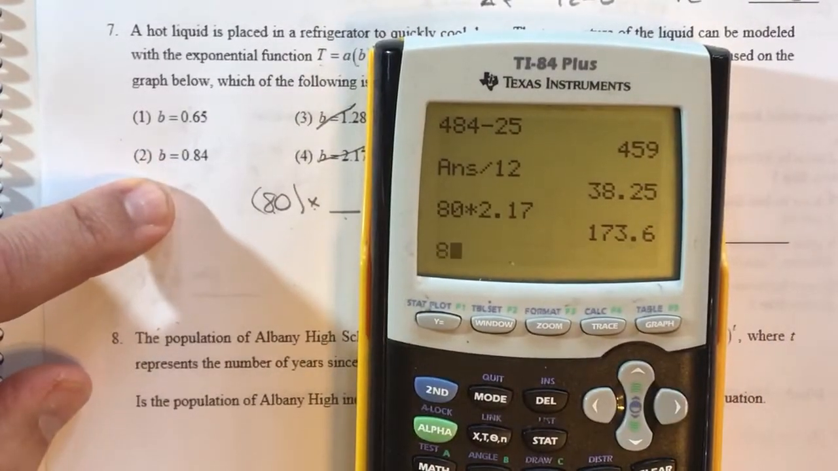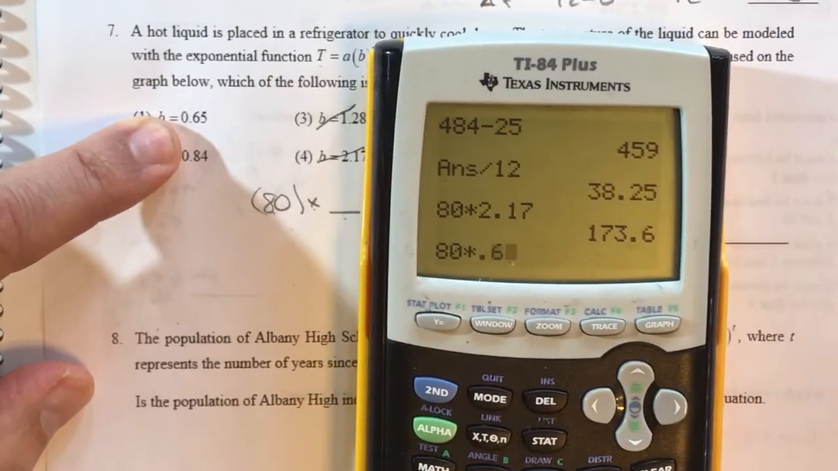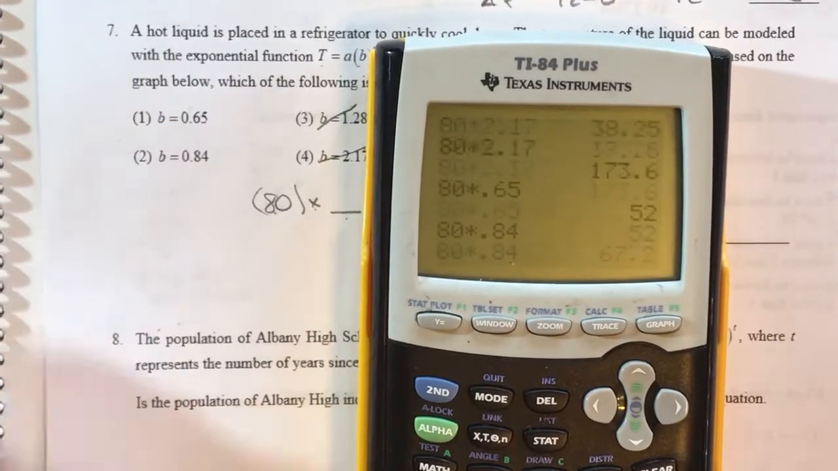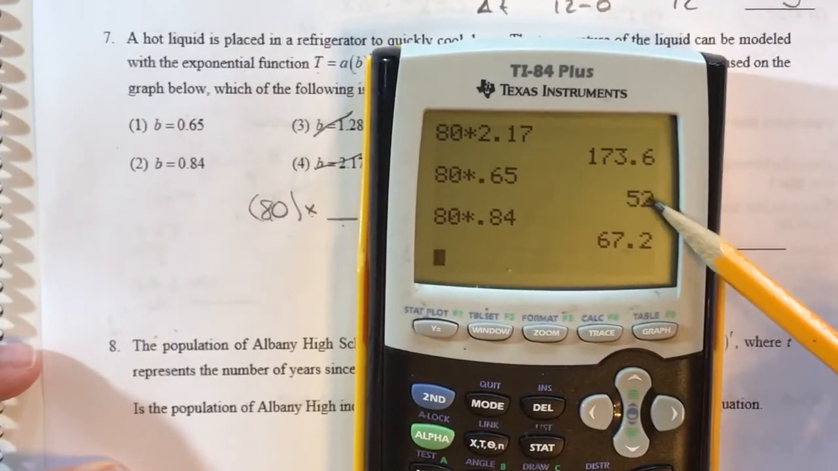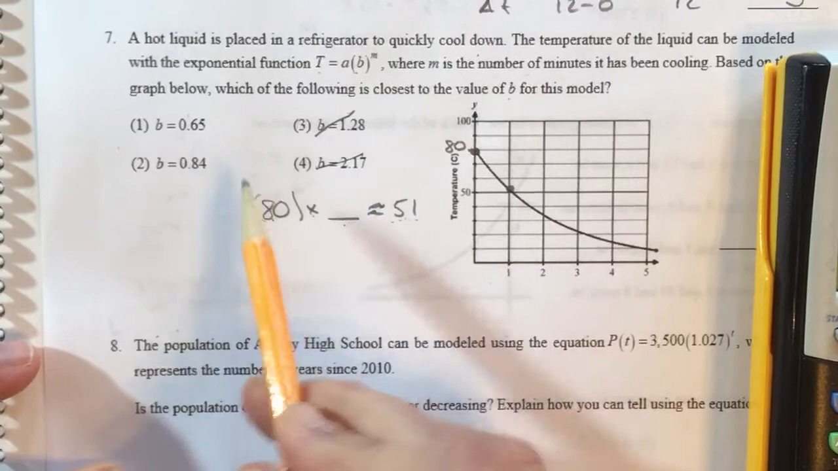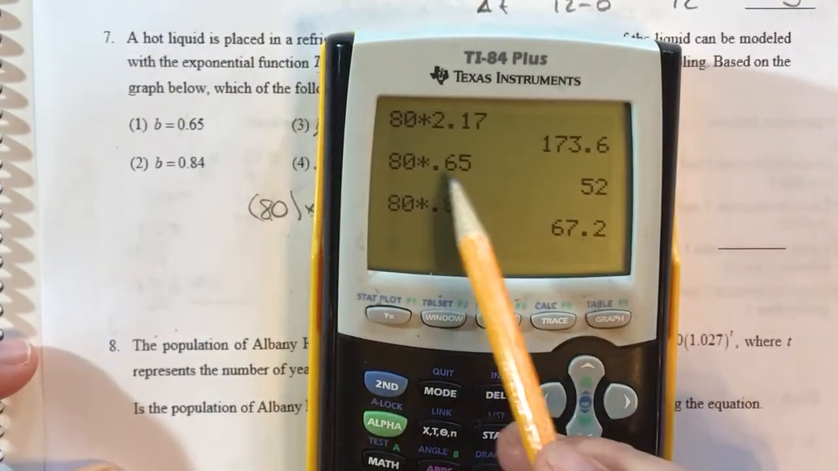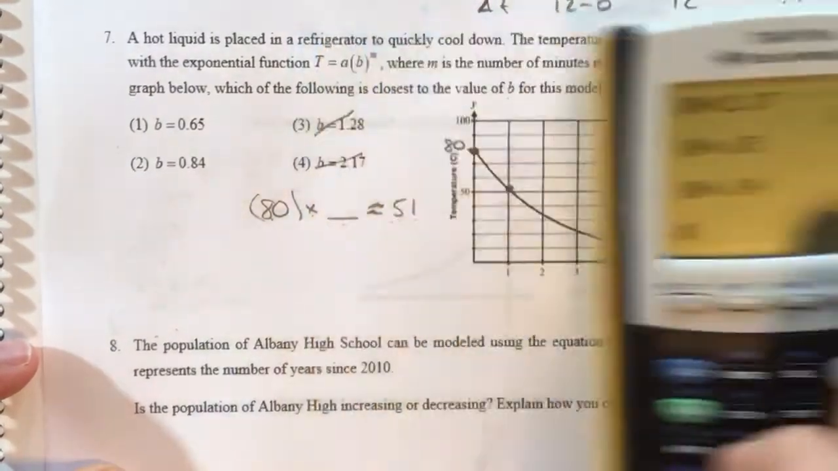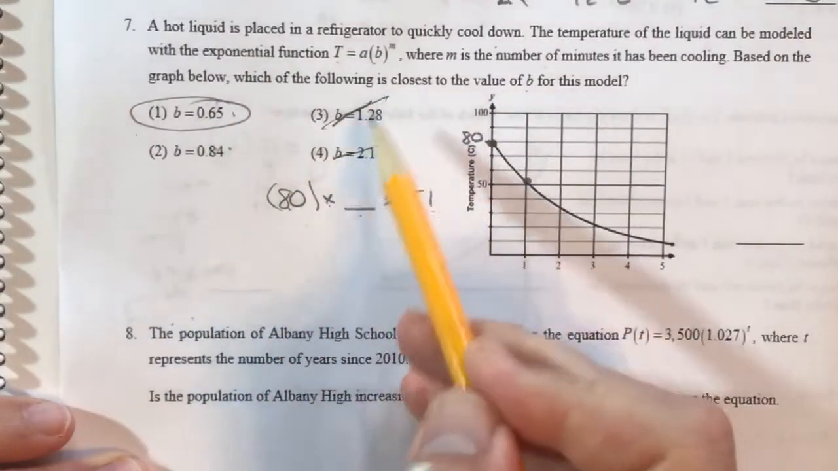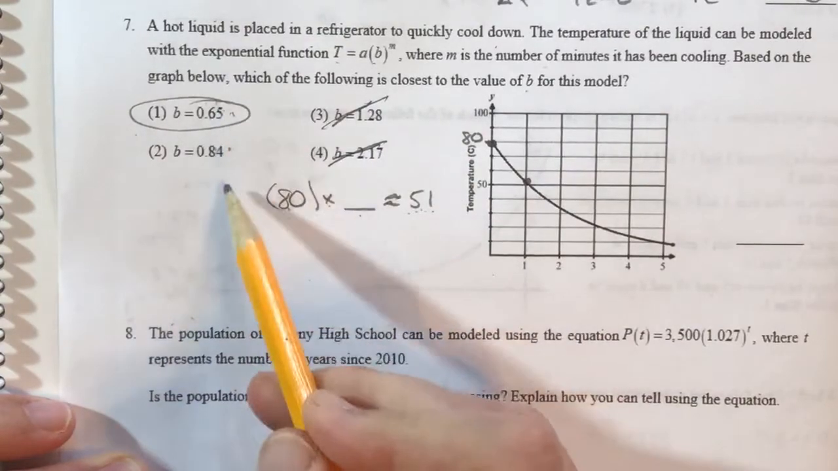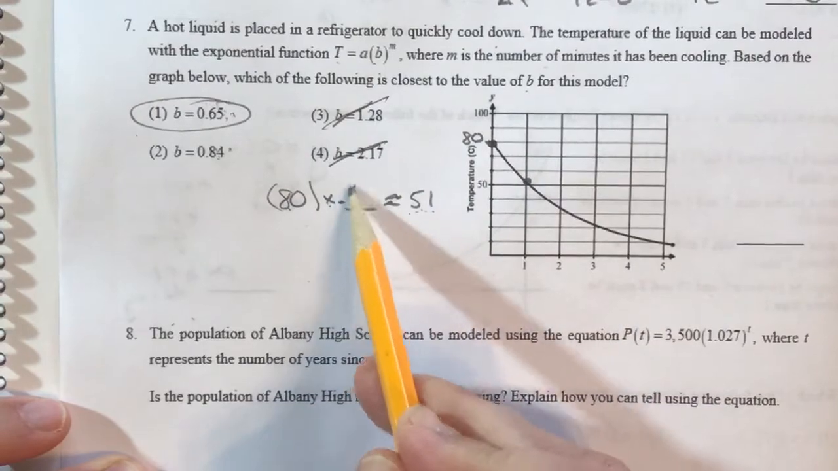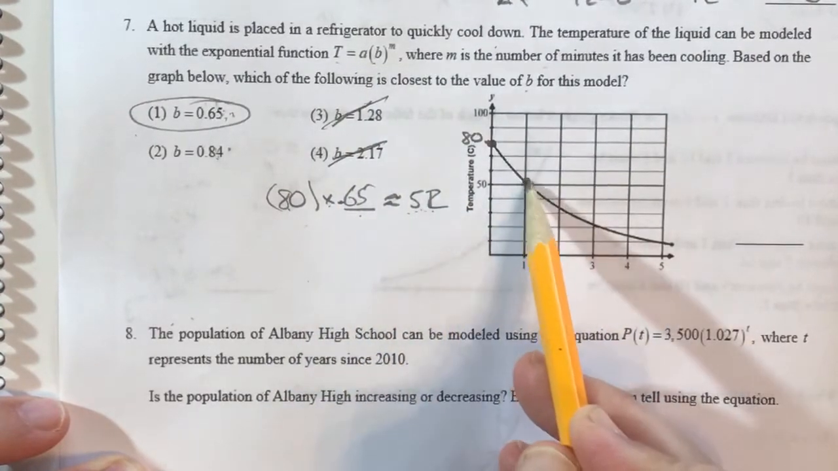So, is it 80 times 0.65, or is it 80 times 0.84? Well, one gives me about 67, and this one gives me 52. Remember I said I thought it was 51. It's close to 51, so it's actually 52. So I'm multiplying by 0.65. It must be this one. But these two were both good guesses. These were totally out because they're bigger than 1. It had to be one of these because I'm decaying. But I'm going down 0.65. If I multiply by 0.65, I get 52 right there.